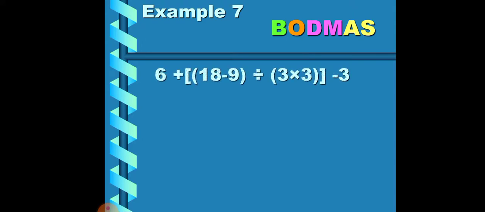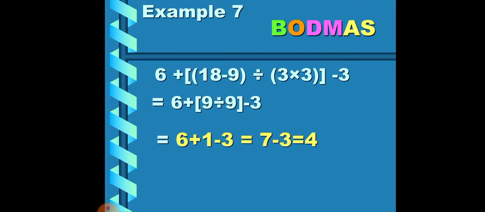Let's consider this example now, where we got a couple of brackets. We also got a division sign, an addition sign, and also a negative sign. Now according to the rule, we have to first of all solve the innermost bracket. So 18 minus 9, this is to be simplified first of all, which will give us 9. And then the second pair of brackets, 3 into 3, that gives us 9. Now in the next step you have to solve the square brackets. So 9 divided by 9 will give us 1.